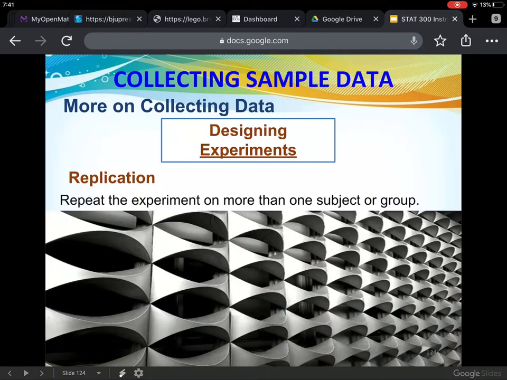You also want replication in your experiments. So your experiment should be repeatable. Repeat the experiment on one or more of the subjects or groups. So you should be able to do that.